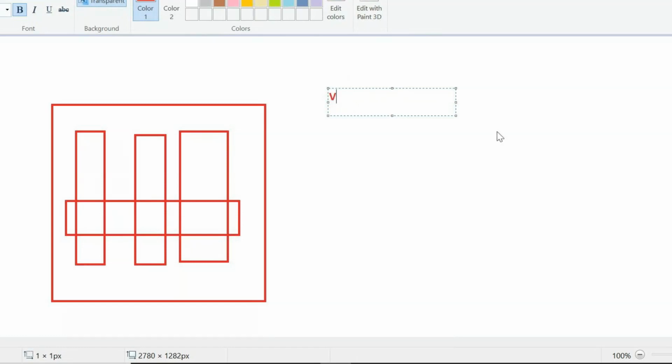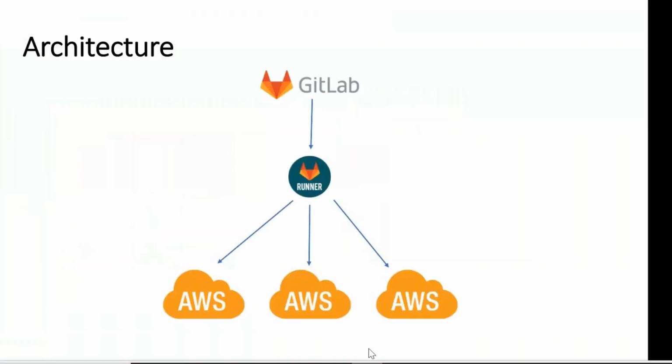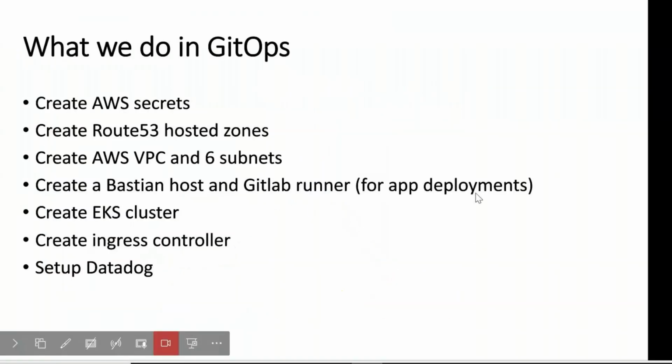VPC should be in caps, right? VPC, 6 subnets. I think I kept it in my PPT as well. Yes, it's already there. So in GitOps, and I will talk about GitOps in a while, first the AWS account is there, then we create AWS secrets. Why do we create AWS secrets? We are going to use these secrets as part of our Terraform code.